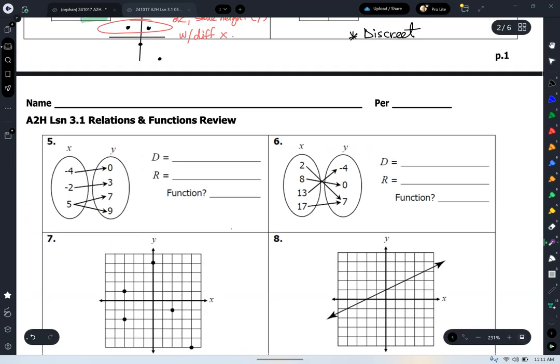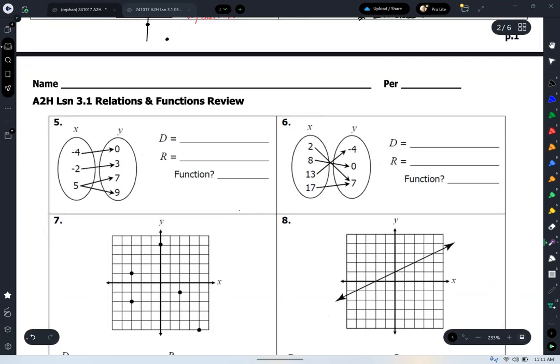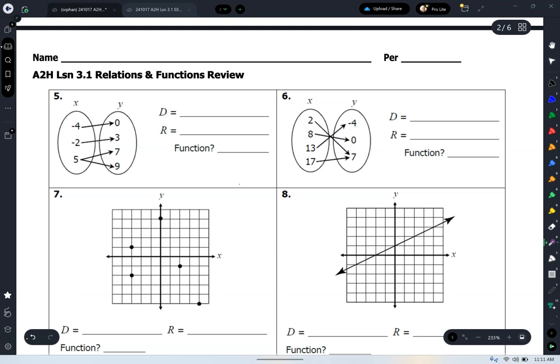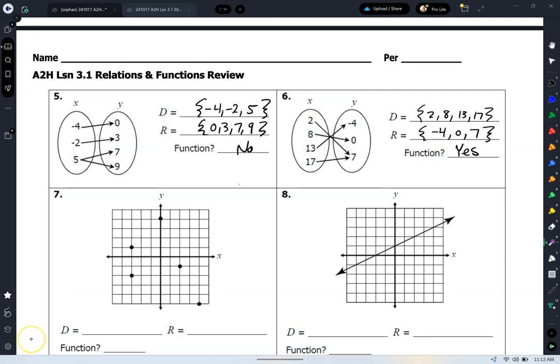So what I want you to do for 5 and 6 is find the domain, the range, and tell me whether they are or are not functions based on the mapping diagrams that you see there. Go for it. You should have come up with these right here for your domain and range. Take a look. The first one is not a function, while the second one is a function.